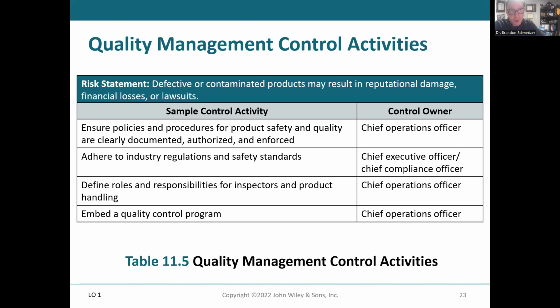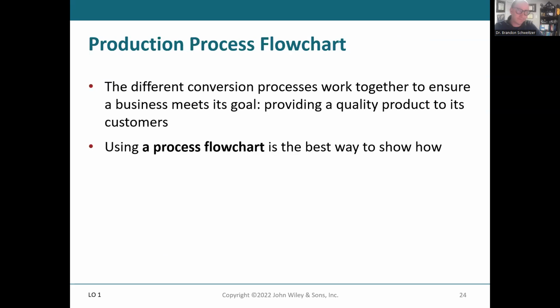So ensure policies and procedures are in place for quality control, make sure they're documented and enforced. Adhere to industry regulations and safety standards, define roles and responsibilities for inspectors handling products, and embed quality control programs wherever possible. Yeah, all of those things will help to mitigate that risk.